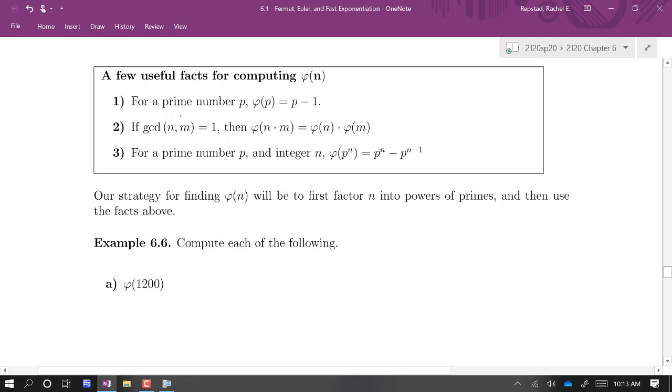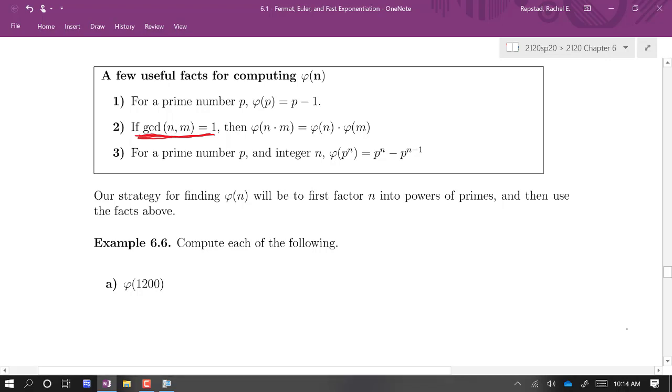Next, if n and m are relatively prime, if n and m don't share any common divisors, then we can split up the phi function over multiplication. This part is really important here. We can only split it up if those factors don't share common divisors. And then if I have a prime power, phi of p to the n is p to the n minus p to the n minus 1. These results will allow us to compute phi of n pretty easily as long as we can factor n.